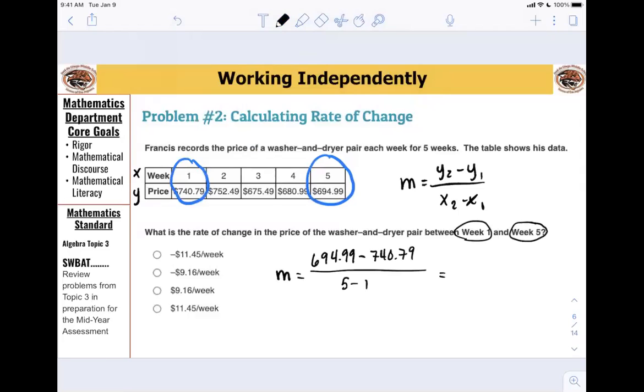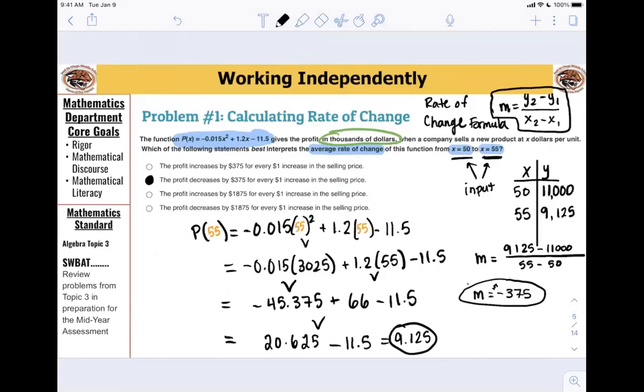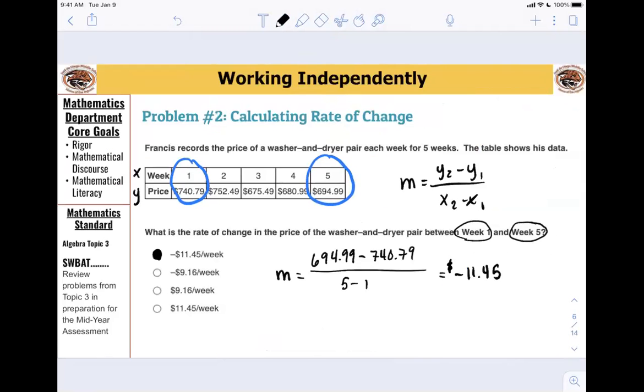Use your calculators, plug it all in. What do we end up with? Negative 11.45. And that's it. So this is like the easy version of question number 1. With problem number 1, we didn't have a nice table or graph. All we had was an equation. So we had to do the work and figure out what the table would look like. So that's when it gets hard. But when they give you the table to start with and you already have those numbers in front of you, it's a piece of cake. You just plug it into the formula and you're done. All right, so any questions on number 2?